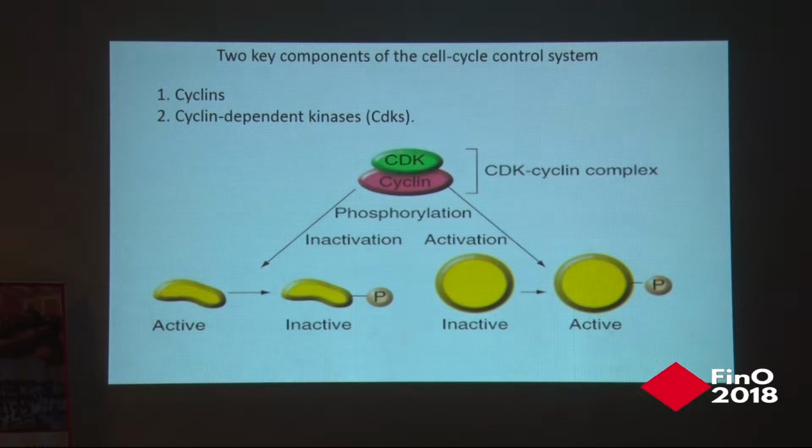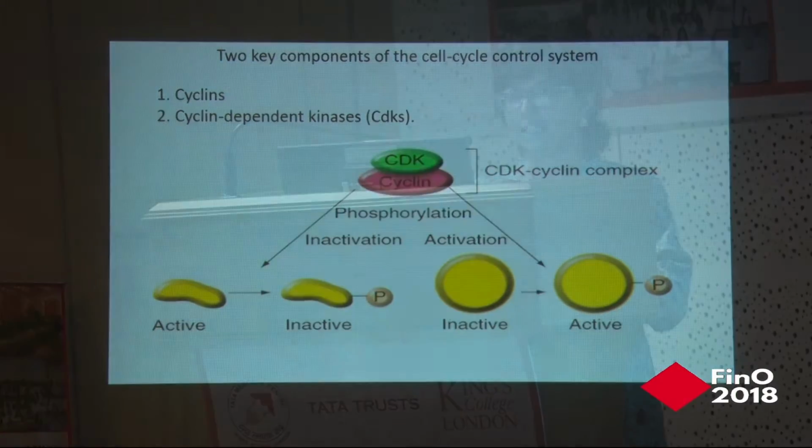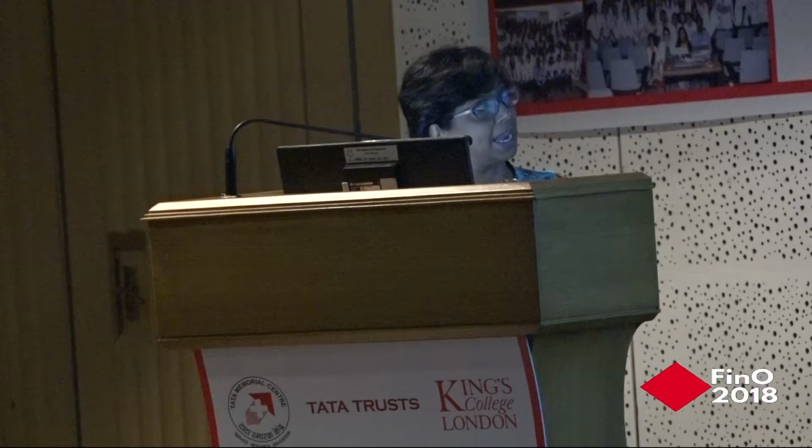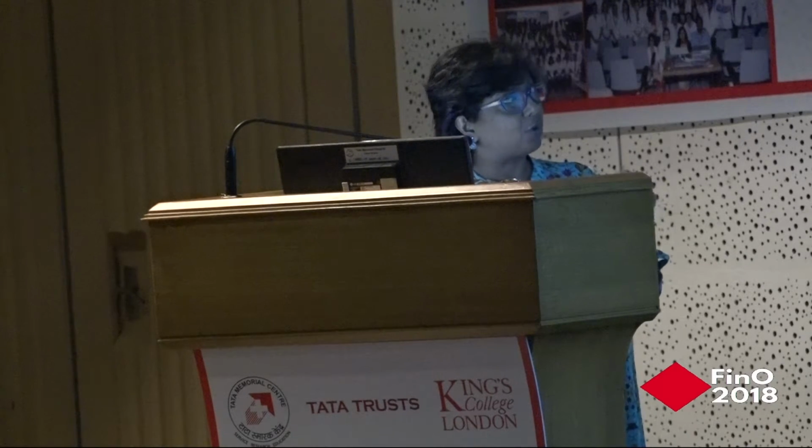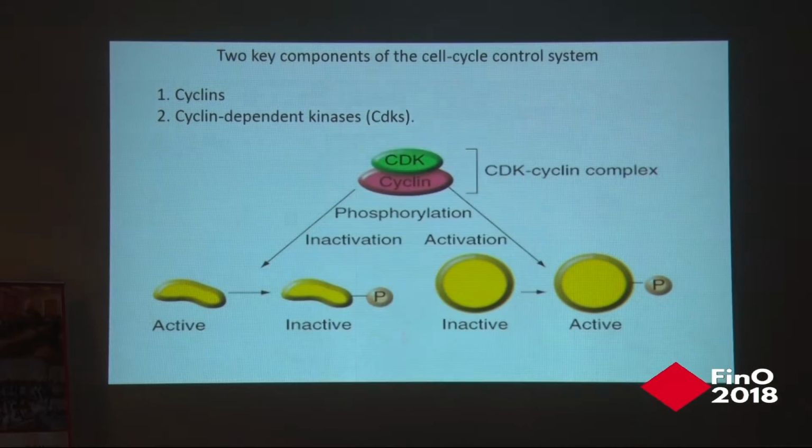But these are not active in the cells when the cell is resting, let's say. Only when the cyclins bind to these CDKs, the CDKs become active, and then they phosphorylate their downstream proteins. The phosphorylation of a protein can have two functions depending upon what kind of protein it is. Phosphorylation can lead to inactivation of a protein, and phosphorylation can also lead to activation of a protein.